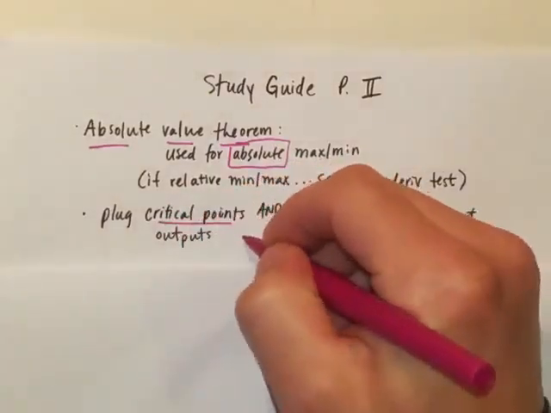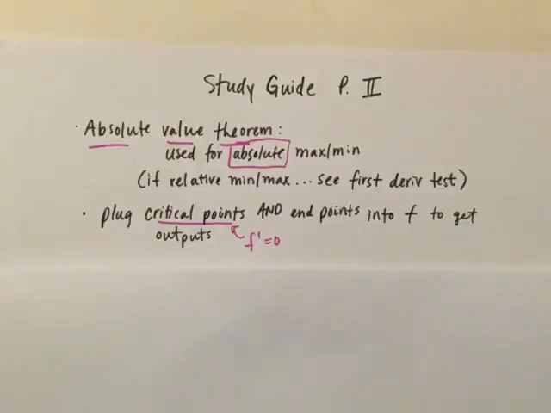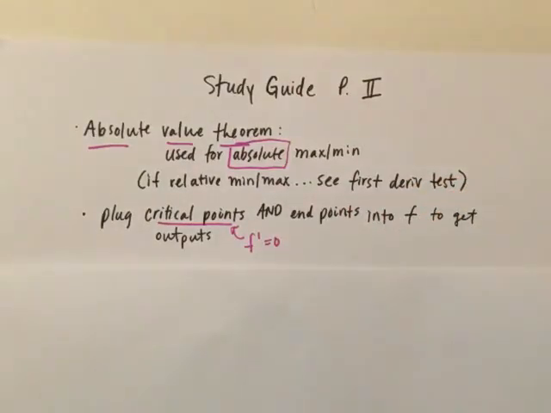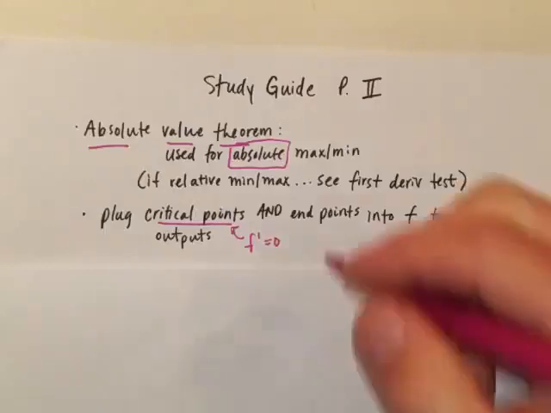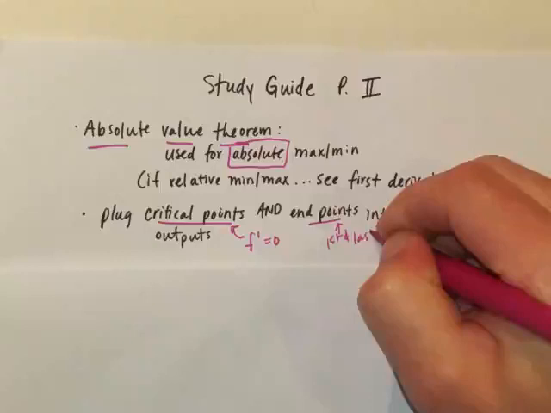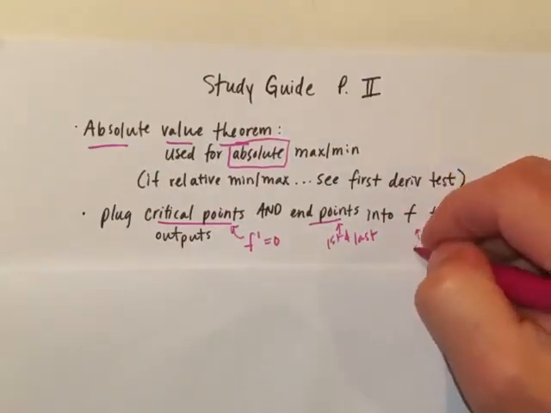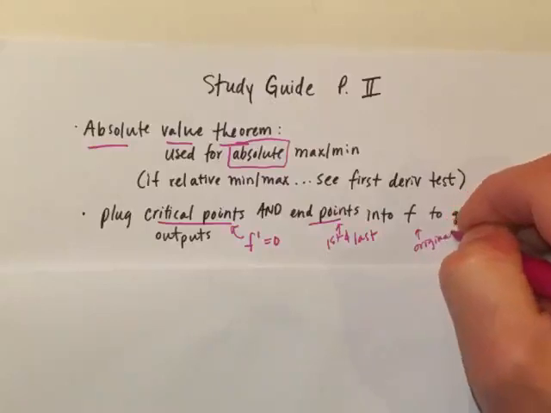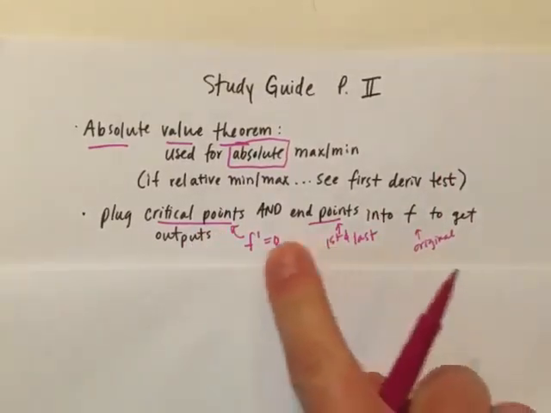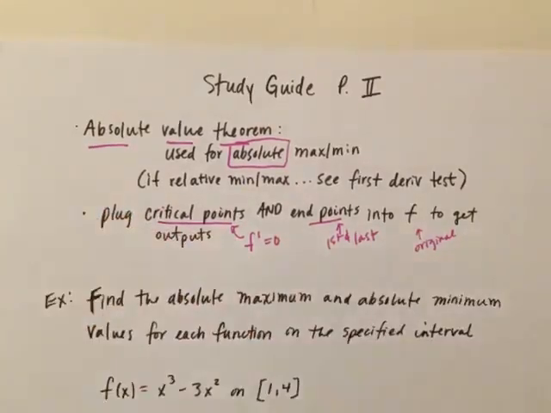Remember that critical points tell us where f prime is equal to 0, and our endpoints are the first and last number of that interval. We're going to plug those into f, the original. Notice how the endpoints and critical points come from f prime, but we're plugging those into the original f. So let's take a look at an example.